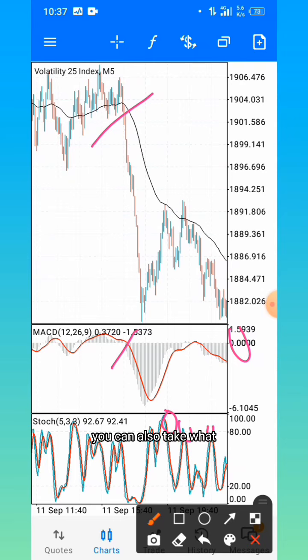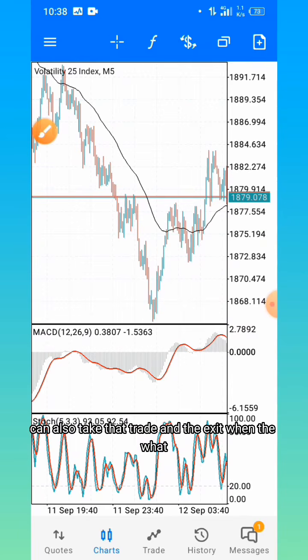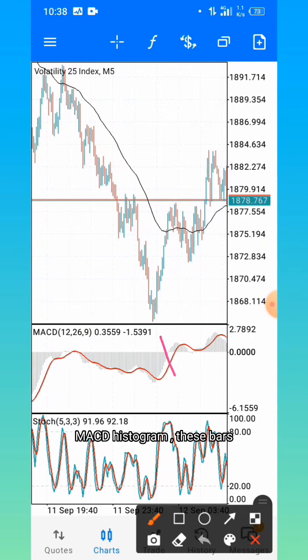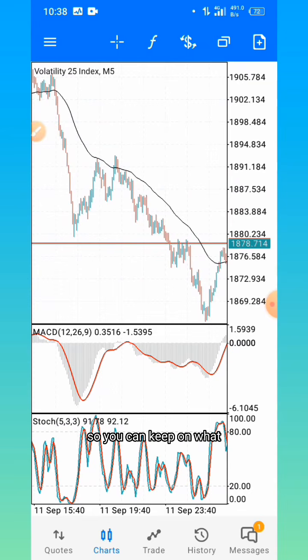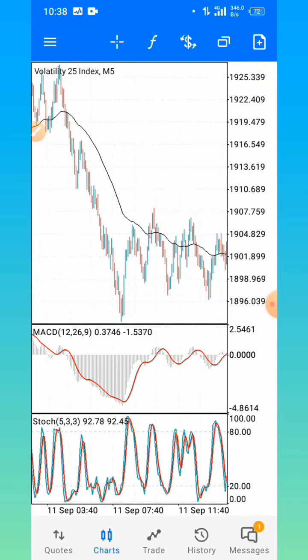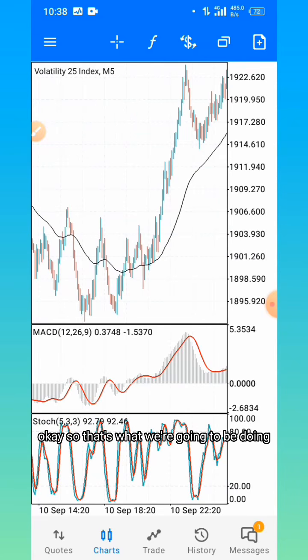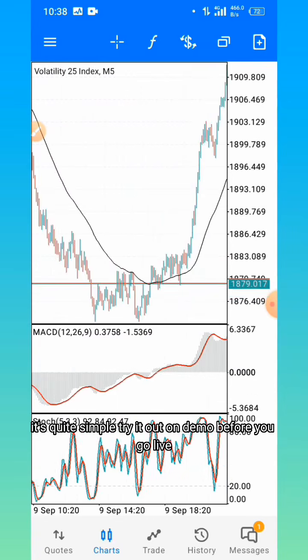You can also take that trade, and you exit when the MACD histogram bars go above the 0 level again. That's when you exit all your entries, right? So you can keep on adding more positions, as long as the stochastic indicator comes back to the 80 level. Okay. So that's what we're going to be doing. It's quite simple. Try it out on demo before you go live.